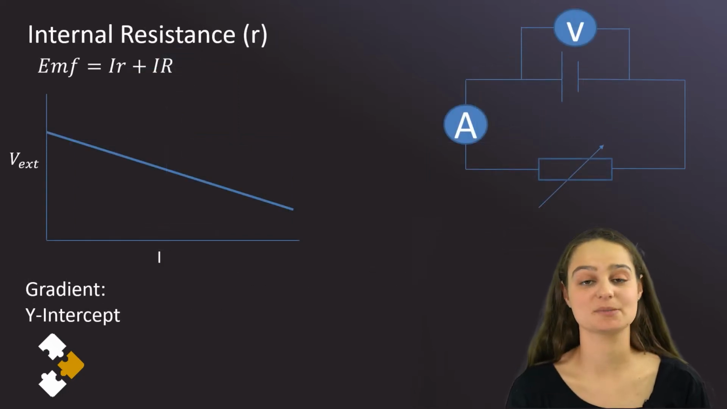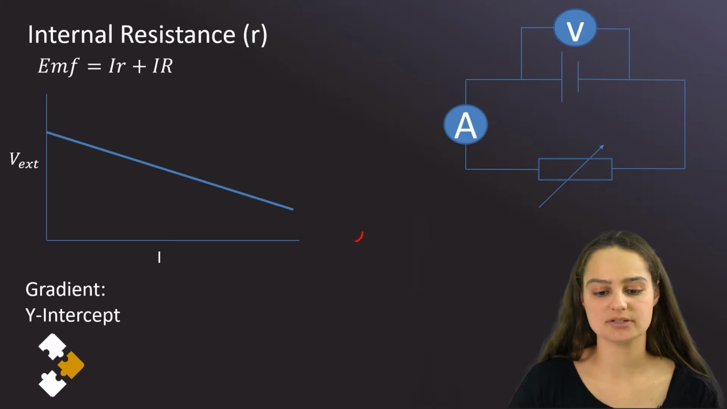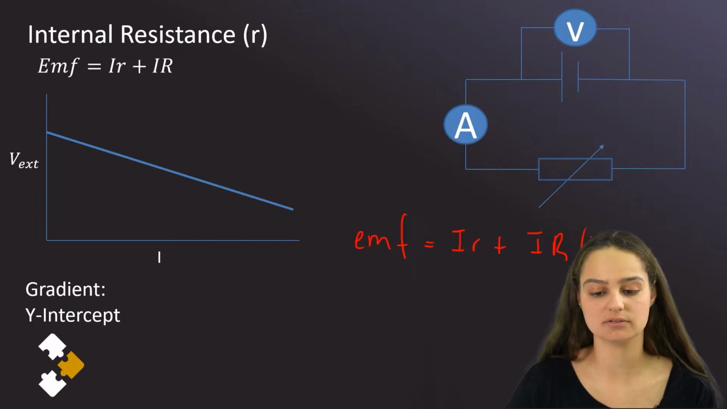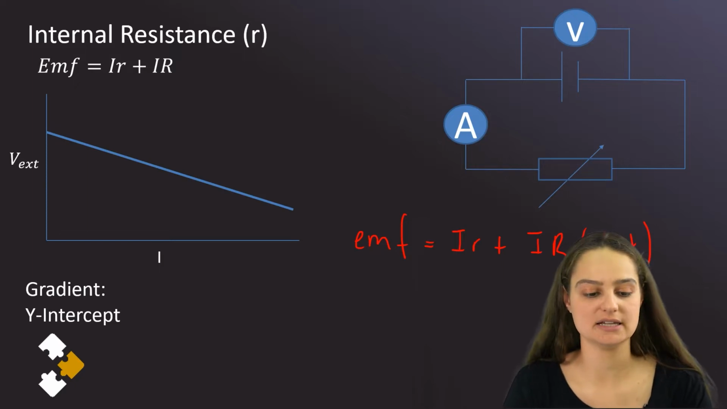So let's take a look at this experiment and how it relates to the graph. In the top left-hand corner, we have EMF is equal to I times small r plus I times big R, which is also equal to V external. Now, if we look at our graph, we can see that on the y-axis we have V external and on the x-axis we have I.